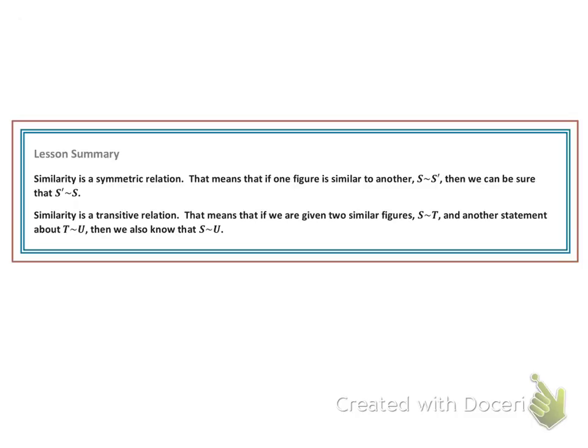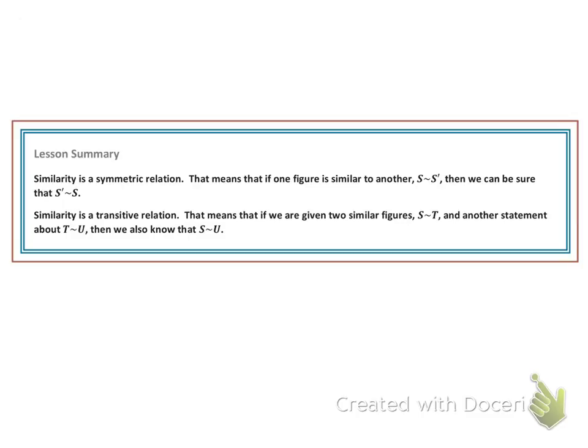Okay, so this would be the summary of what we did. We showed that similarity is a symmetric relation, so that if one figure is similar to another, then we can be sure that it works the other way around, that the second figure is similar to the first, and that we could find that sequence of transformations that would show that to be true. It's also transitive, so that means, like it says here, if S is similar to T, and T is similar to U, then we know that S is similar to U.